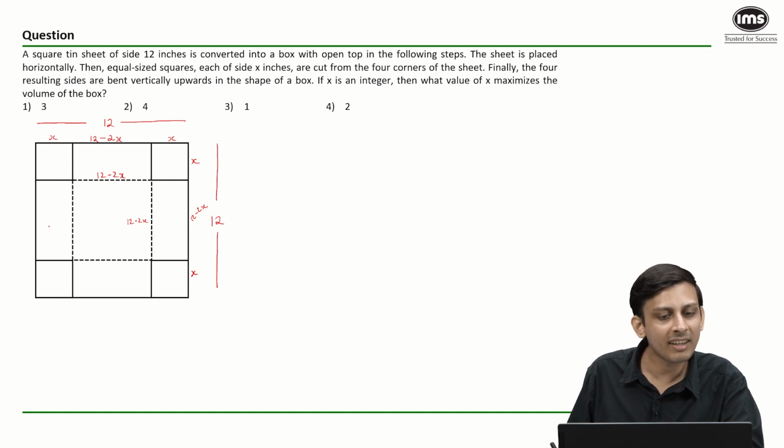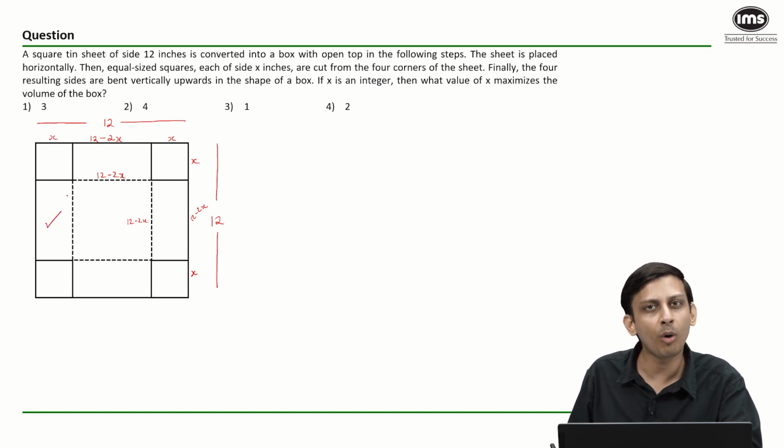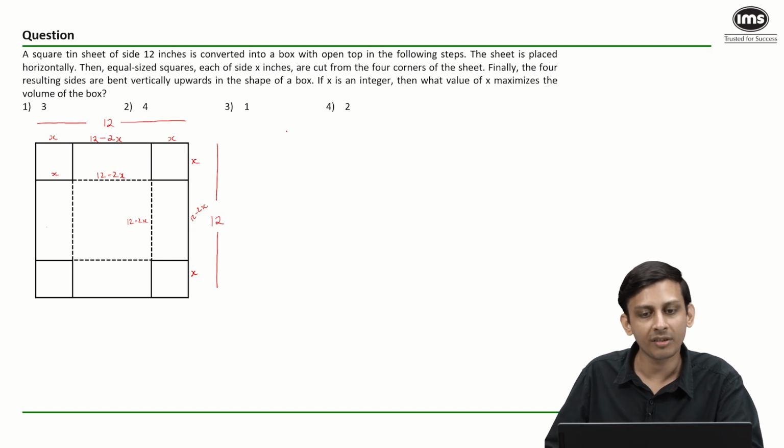So height, for example, this will become a wall of the box, a lateral surface of the box. And therefore, this part will become the height. You have to imagine this. Imagine that this side, we are flipping it up, folding it up. And therefore, this part, which is x, will become the height of the box. So the volume of the box is length into breadth into height.